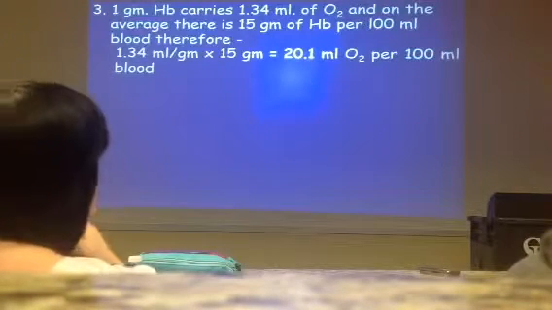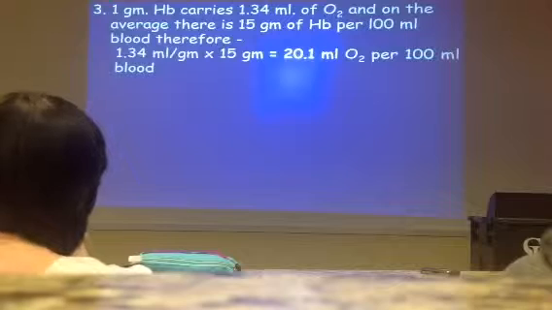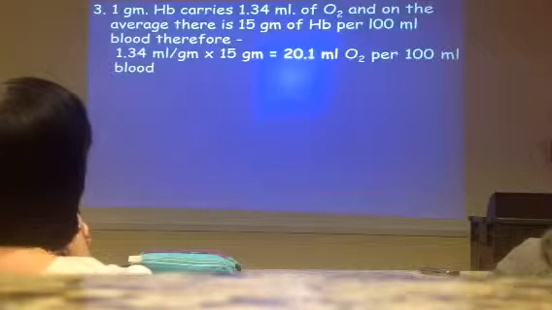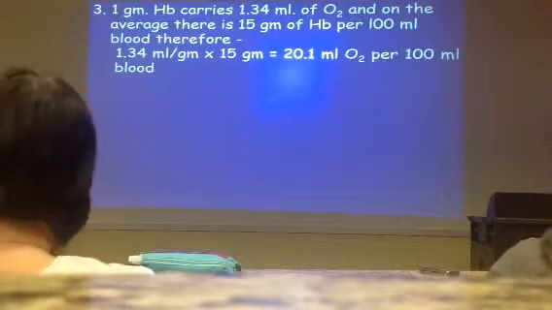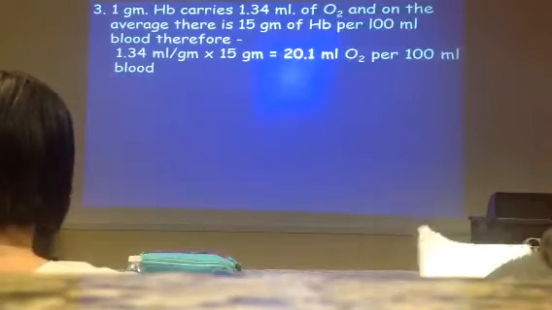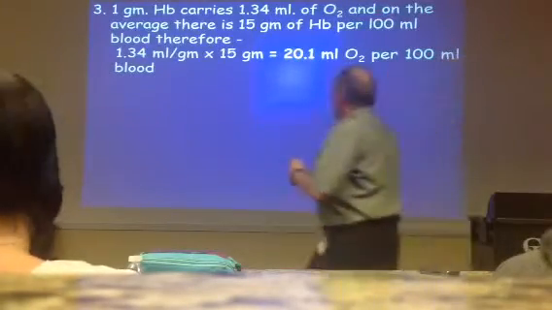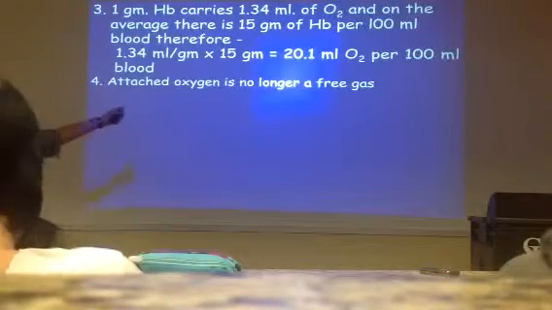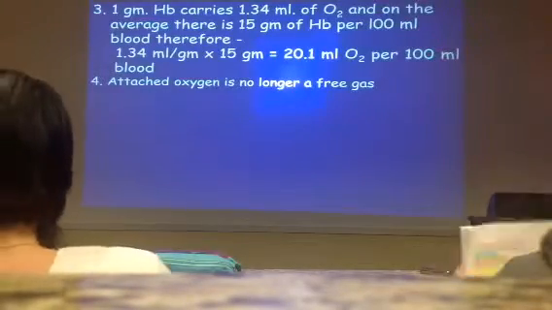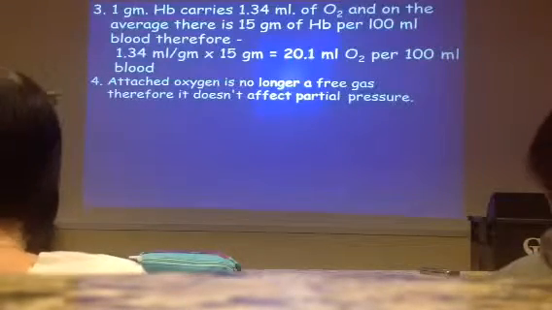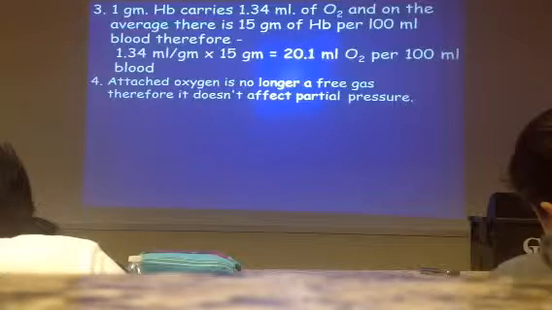You know this term, hypoxia. What is hypoxia? Low oxygen. And then, of course, you know this term, anoxia. No oxygen. Hypoxia, anoxia. Okay, you know those terms. So then, everybody, the rest of it, attached oxygen, is no longer a free gas. Therefore, it doesn't affect the partial pressure. And attached to what? Attached to hemoglobin.